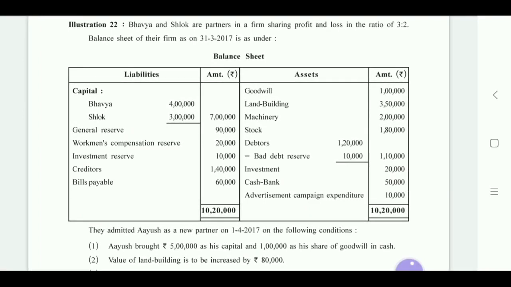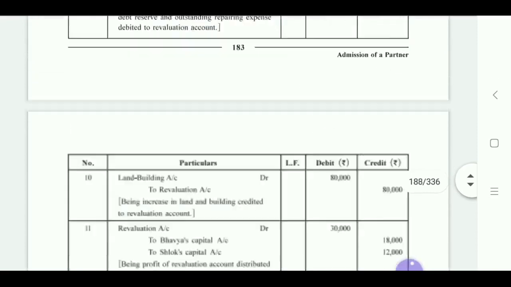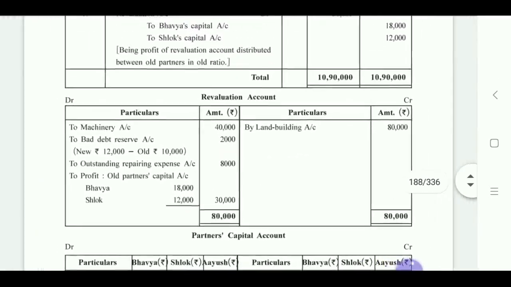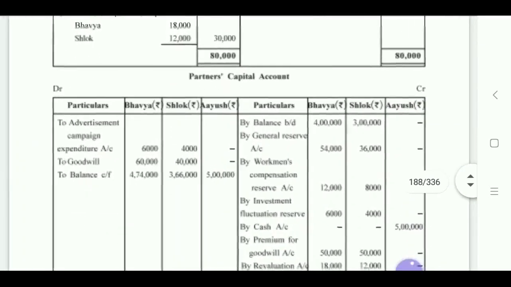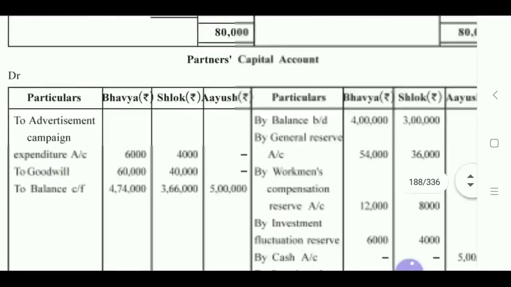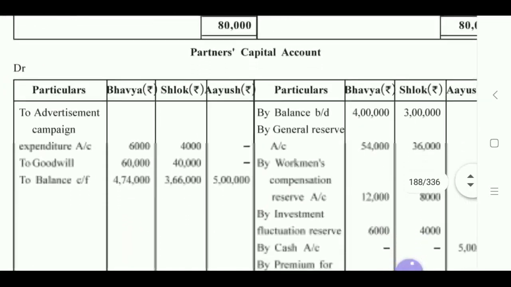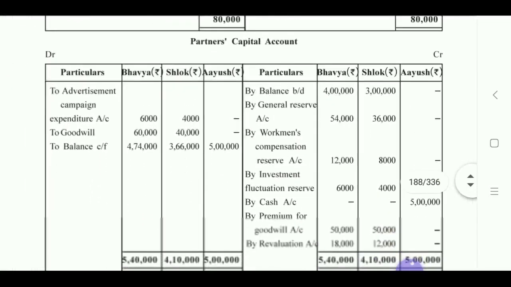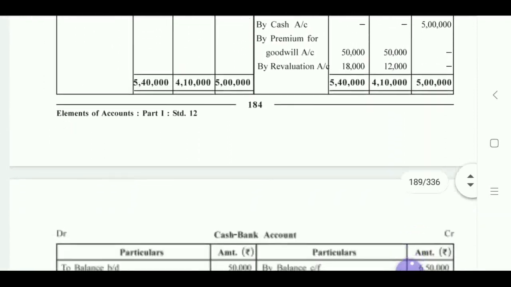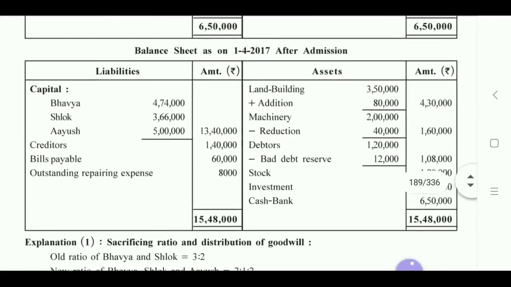I'll prepare the specimen for journal entries, I mean the format of journal entries, and thereafter I'll prepare the revaluation account. Then the partners' capital account, with 3 columns of amount. These two are the old partners, and this one is the new partner. The amount column is on both sides. Then the cash and bank account, and finally the new balance sheet.